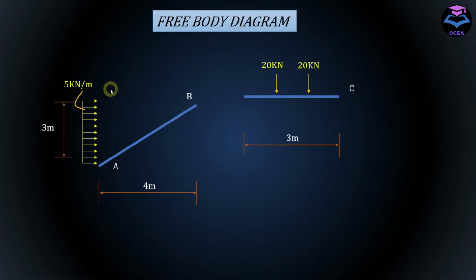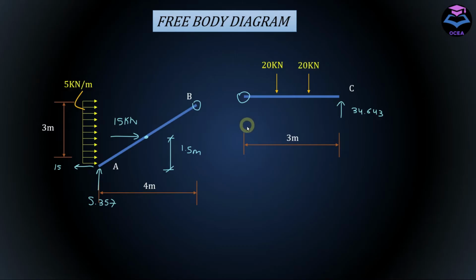Now let's draw the free body diagram of this frame. First, apply support reactions at point A and point C, and apply the resultant load of this UDL. And now we need to figure out a way to calculate internal forces or member end forces at this point, and then transfer these forces towards here. And this would give us the complete free body diagram for this frame.